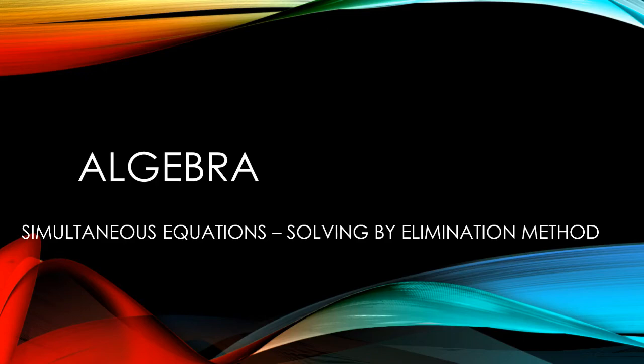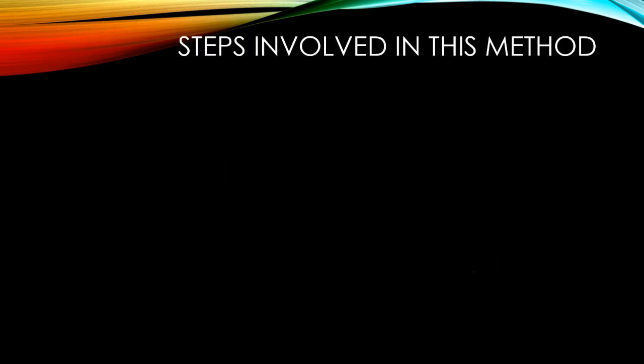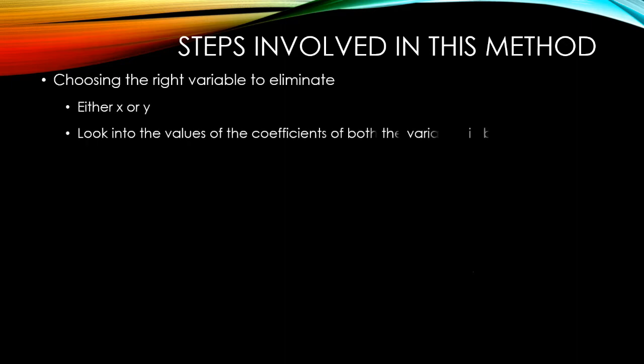Welcome back. This is a video about solving simultaneous equations using the elimination method. The steps involved in this method are: the first one is you have to choose the right variable to eliminate. For that, you can either choose x or y.